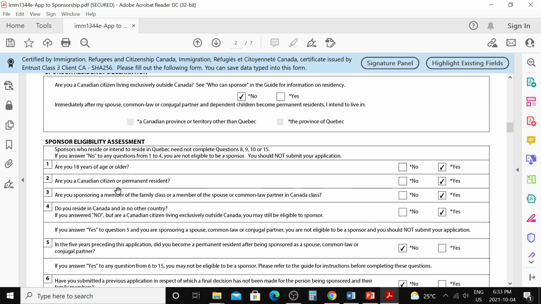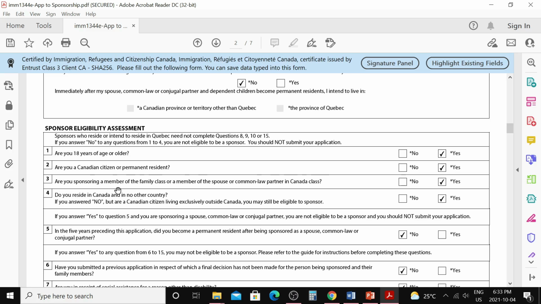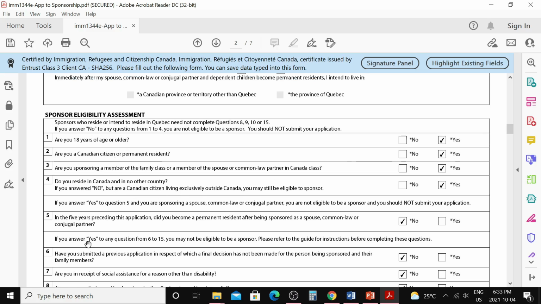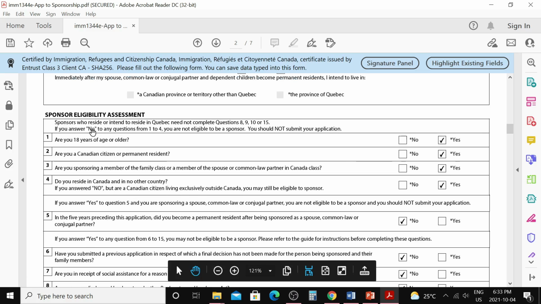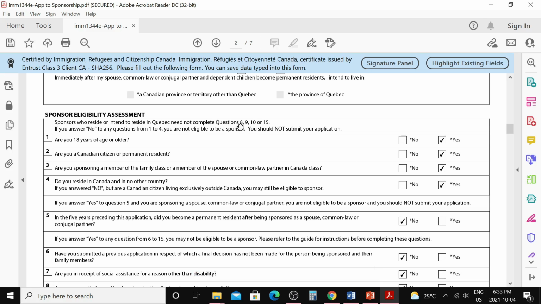Next one is the sponsor's eligibility assessment. You need to be very careful answering all these questions. As you can see, sponsors who reside or intend to reside in Quebec need not complete question number 8, 9, 10 or 15. If you are living in Quebec right now, you do not need to answer question number 8, 9, 10 or 15. Next, if you answer no to any question from 1 to 4, then you are not eligible to sponsor anyone, and you should not submit your application.